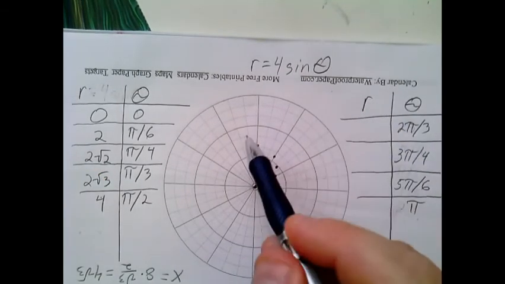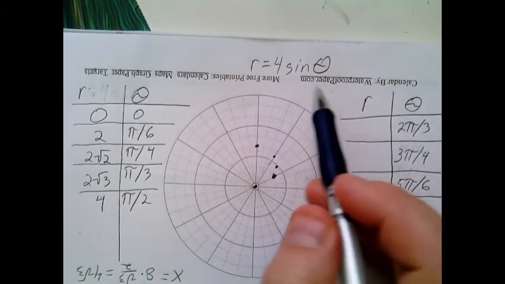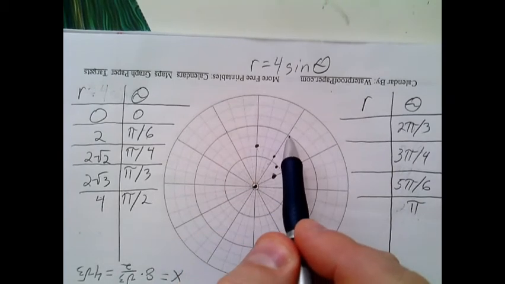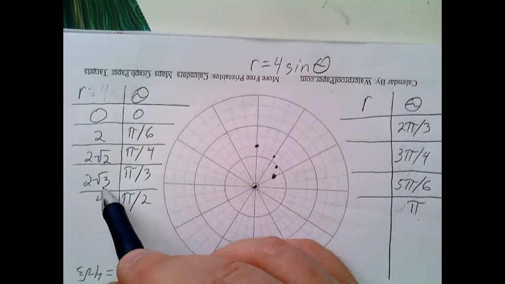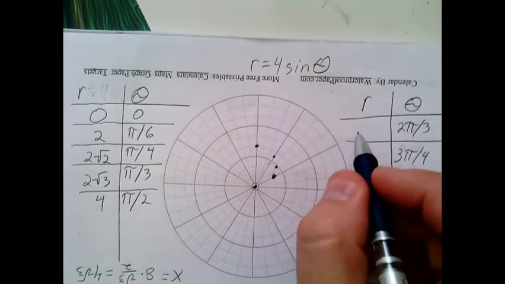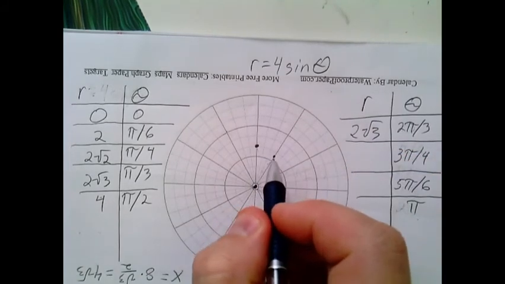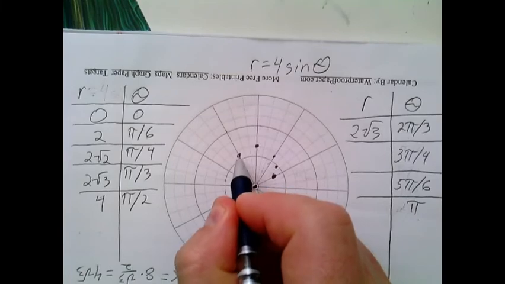Okay, my next radial line is 2 pi over 3. When I plug 2 pi over 3 into sine, it's going to be the same as when I plug pi over 3 in. So when I plug 2 pi over 3 in, I'm going to get 2 square root of 3 again, which means I'm basically going to have this same point, but over here.